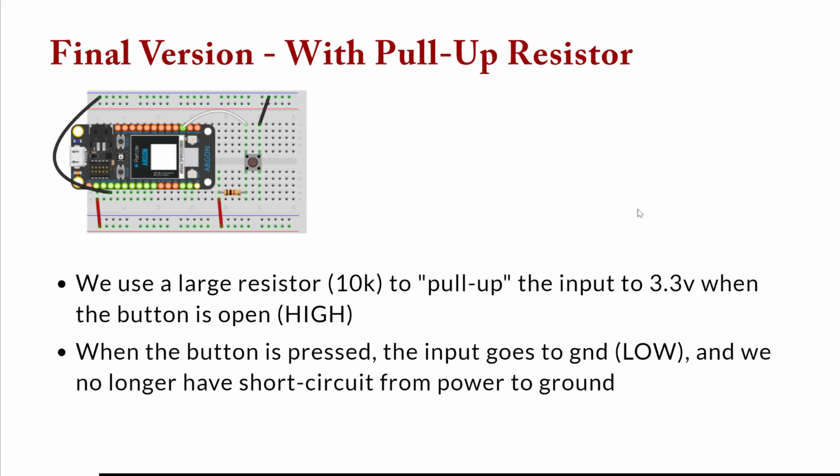Now, here's where we solve the problem. When the button is pressed, the input goes to low, which is what we wanted. It goes to ground. Except, instead of having a short circuit, basically a wire from power to ground, we now have a very large resistor between power and ground, the 10K. So as current flows through, it's not fully unobstructed current that could damage your board. So this is essentially the way that we've solved this problem: we add in a resistor, and there we go.